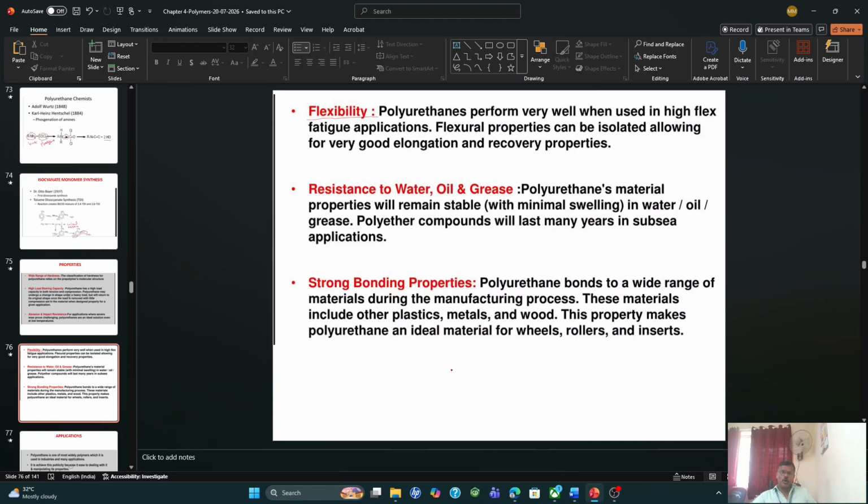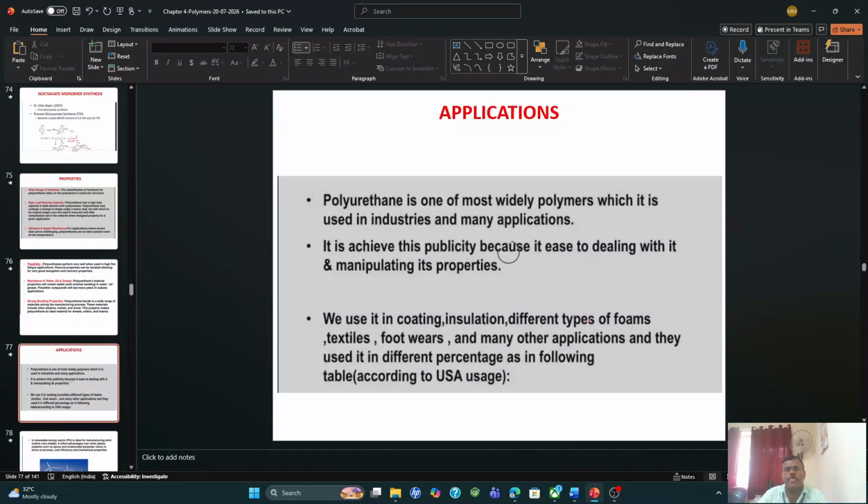Third one is strong bonding properties. Polyurethane bonds to a wide range of materials during the manufacturing process. These materials include other plastics, metals and wood. This property makes polyurethane an ideal material for wheels, rollers and inserts.